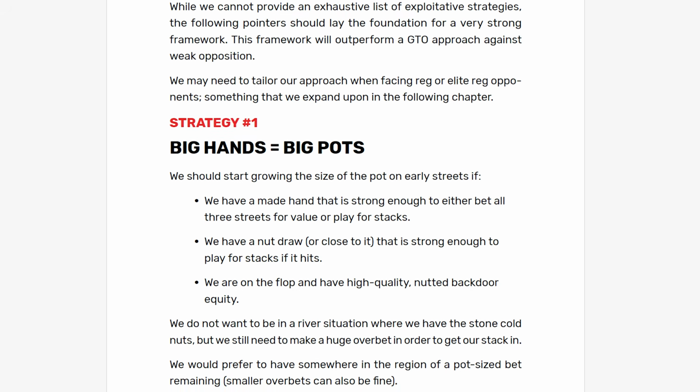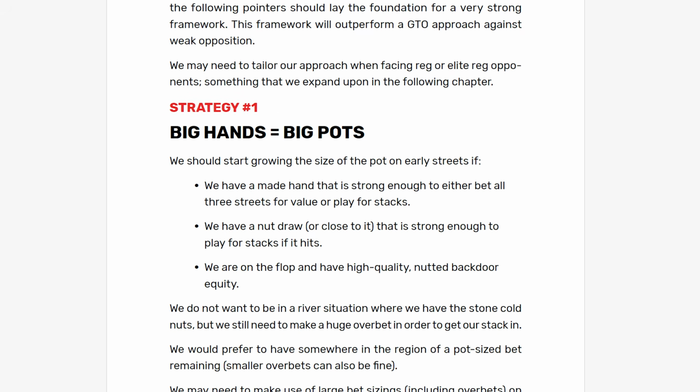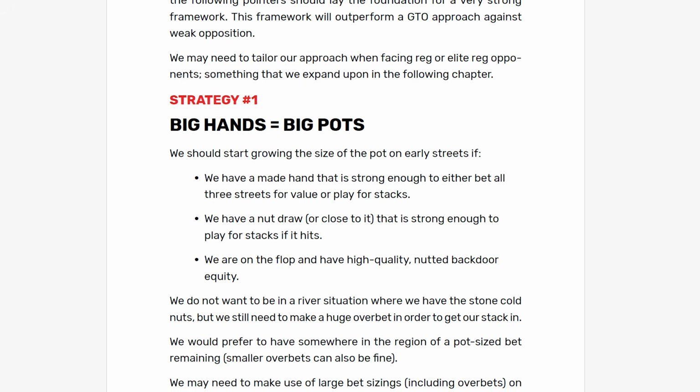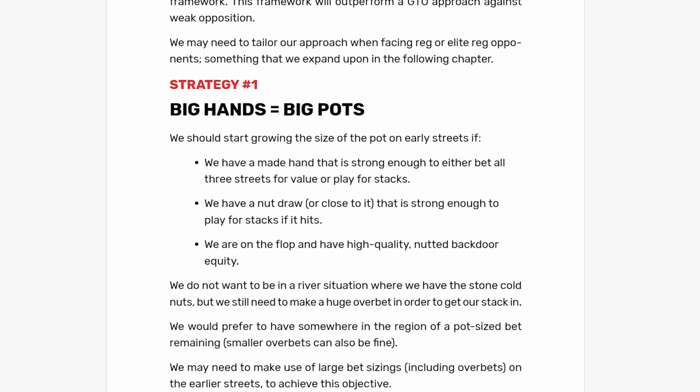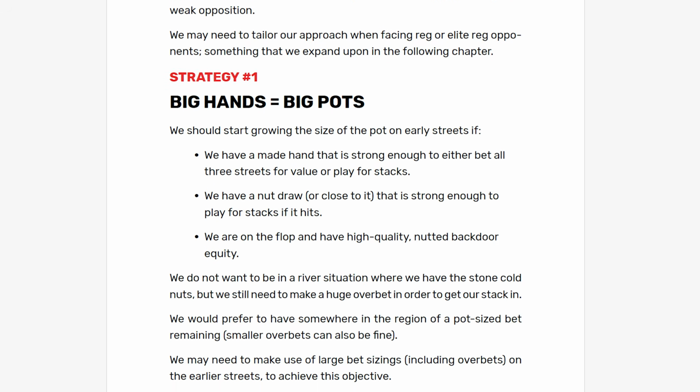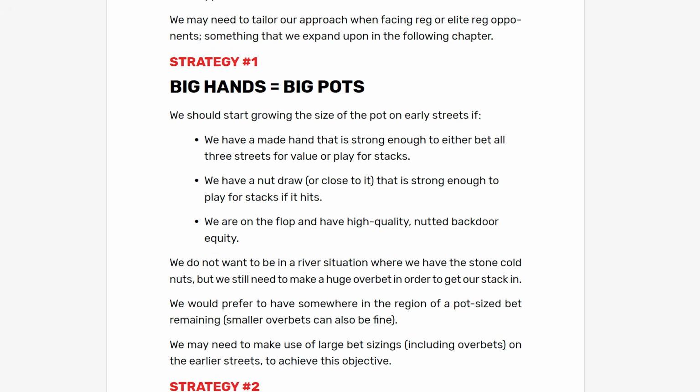Strategy number 1. Big hands equal big pots. We should start growing the size of the pot on early streets if we have a made hand that is strong enough to either bet all 3 streets for value or play for stacks. We have a nut draw, or close to it, that's strong enough to play for stacks if it hits. We are on the flop and have high quality, nutted backdoor equity.